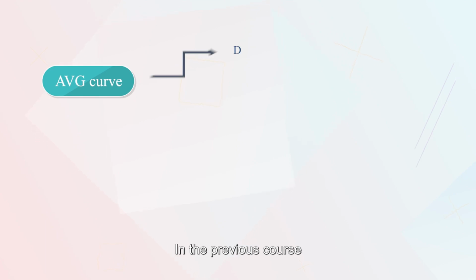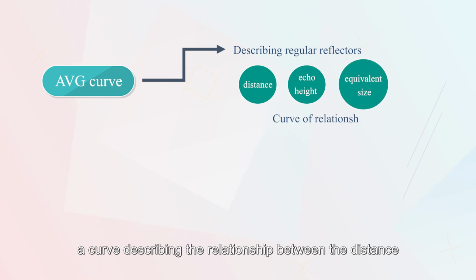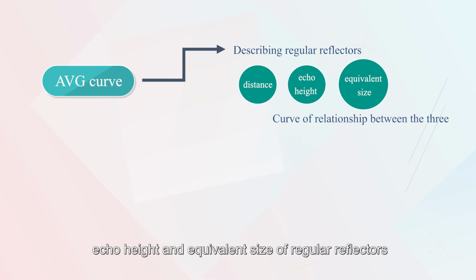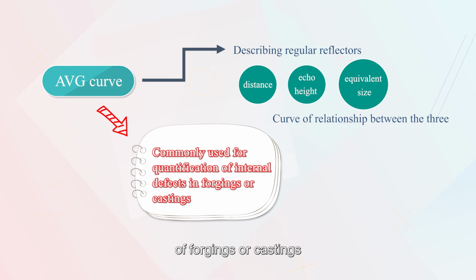In the previous course, we have already mentioned that the AVG curve is the curve describing the relationship between the distance, equal height, and the equivalent size of regular reflectors. It is often used to qualify the internal defects of forgings or castings.